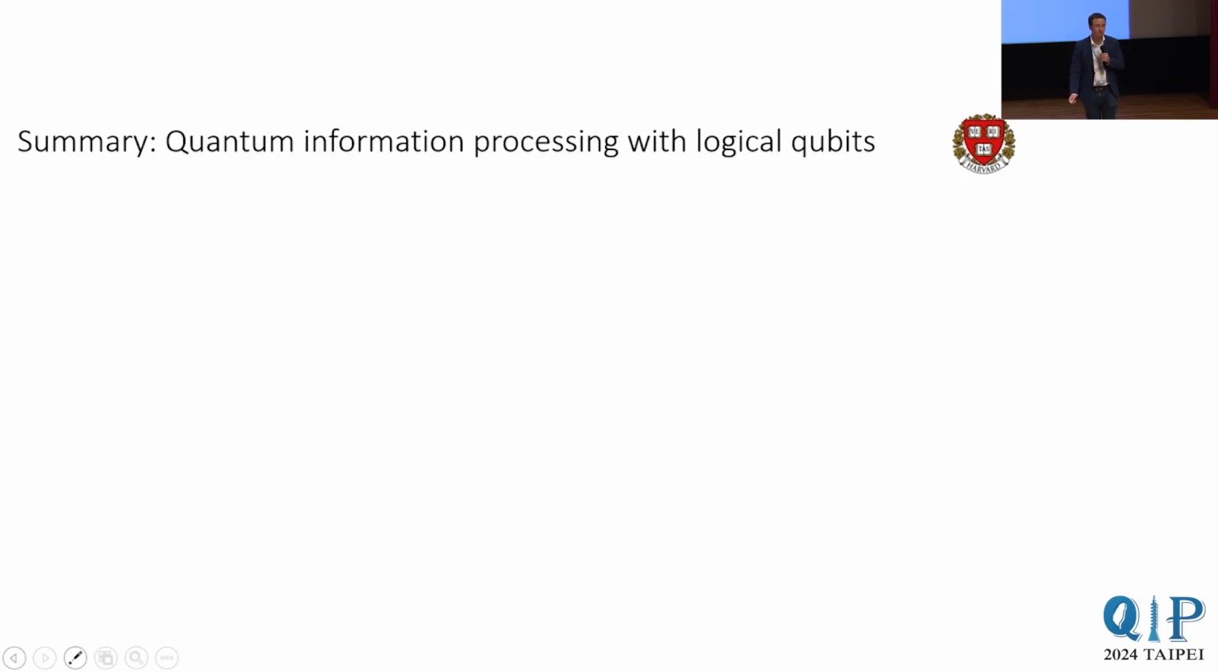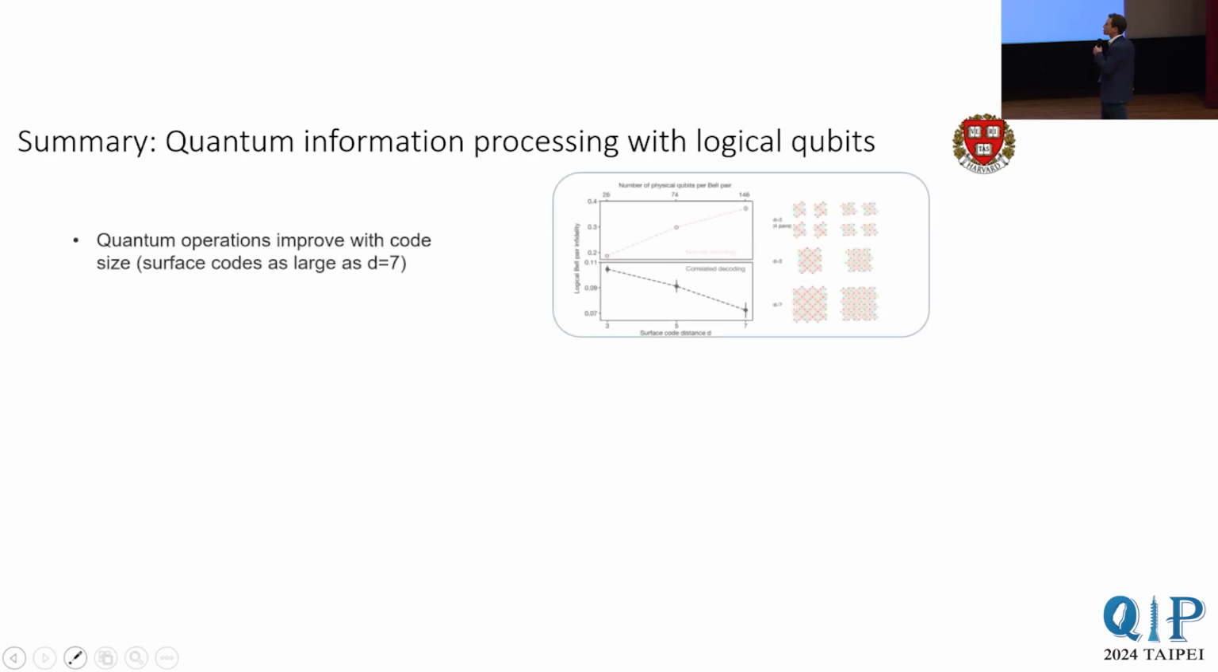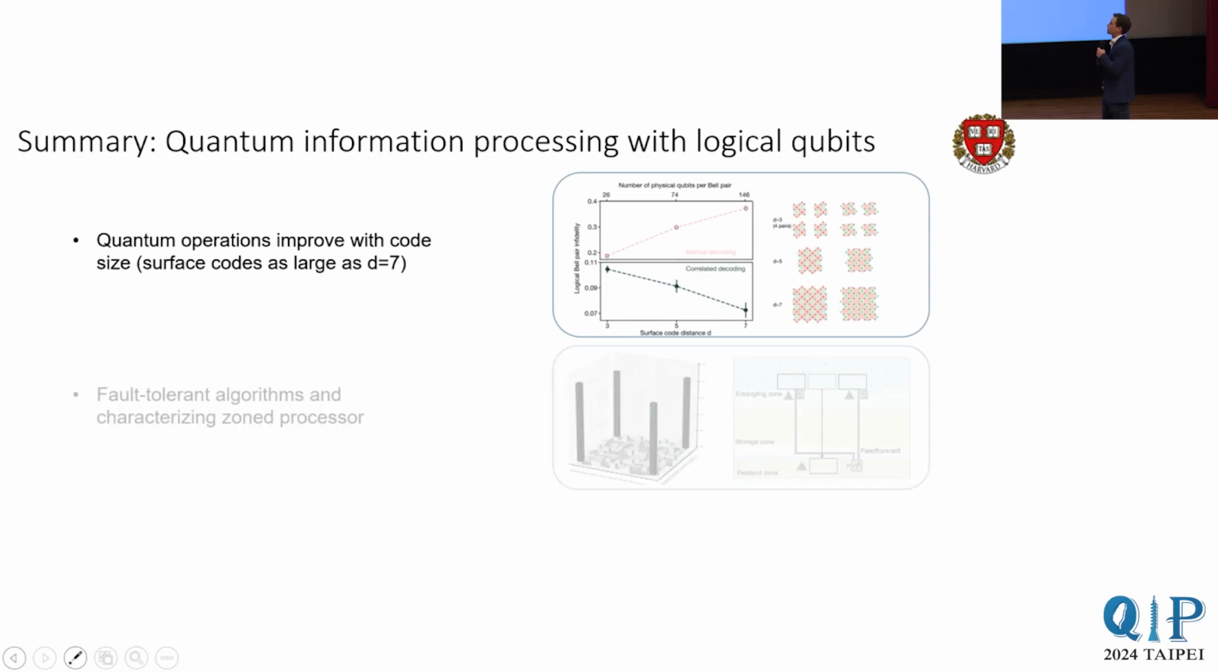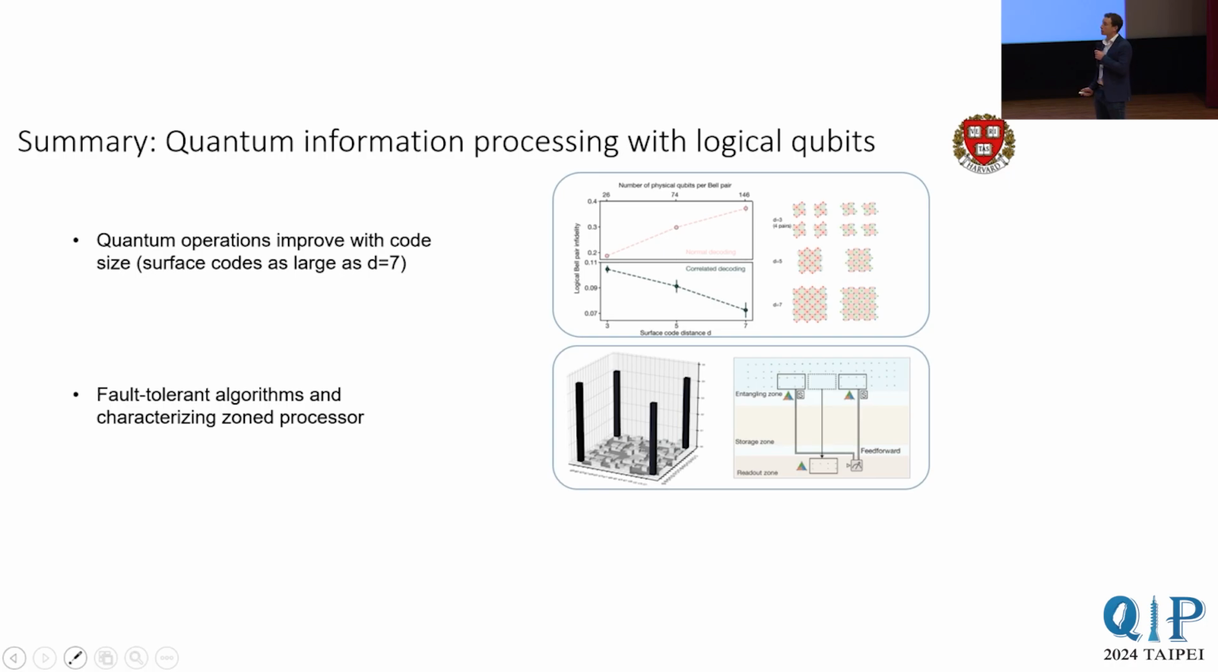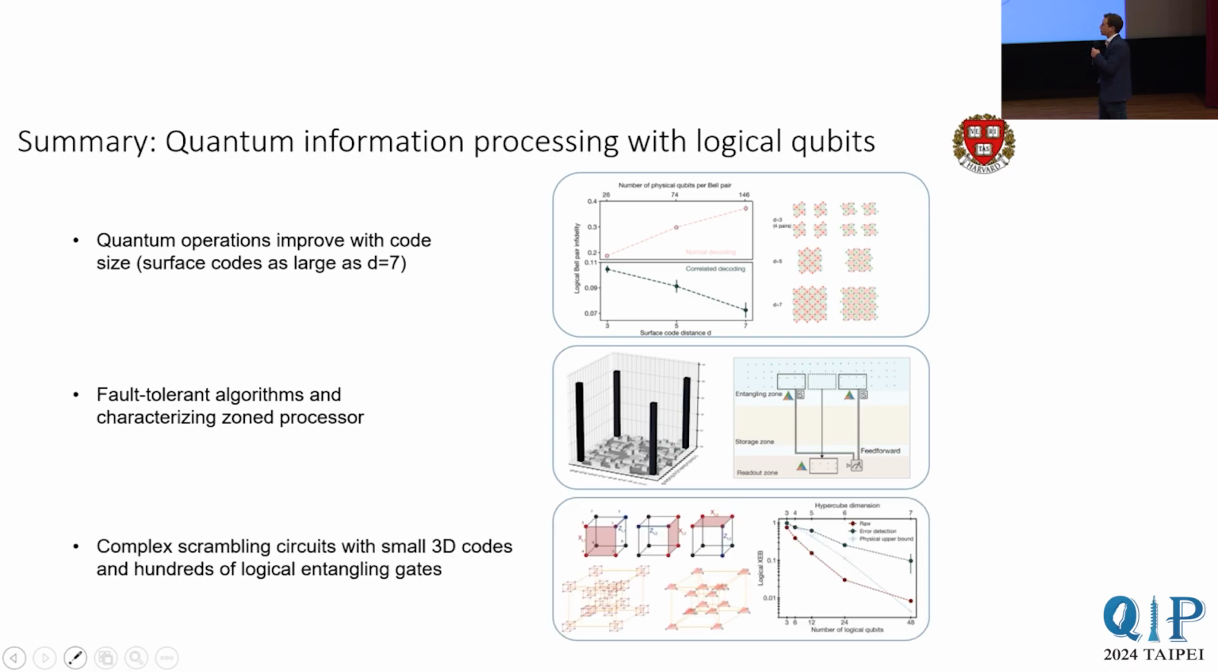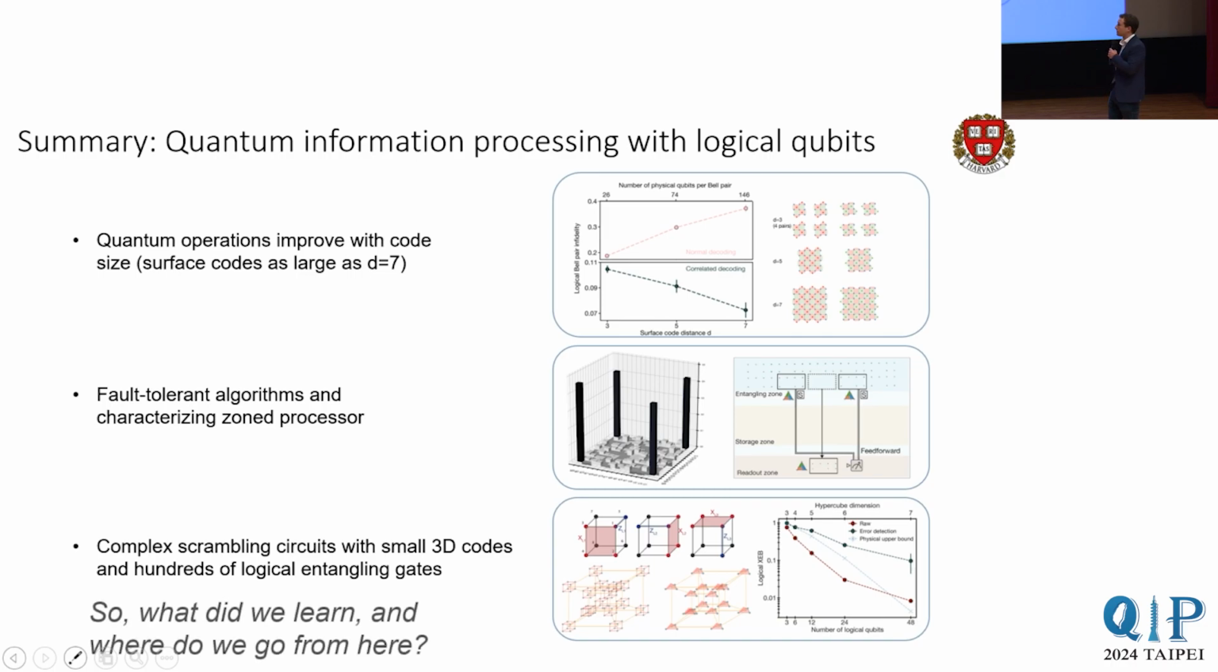Okay, so now to just summarize my talk. We're exploring quantum information processing with logical qubits. We see that quantum operations, like the transversal gate, can improve as we increase the size of the code. We make surface codes as large as distance 7. We start to do fault-tolerant algorithms, characterize our zone processor, and start to study these complex scrambling circuits with these small 3-dimensional codes. So just a flavor of all the different things that we can do here.